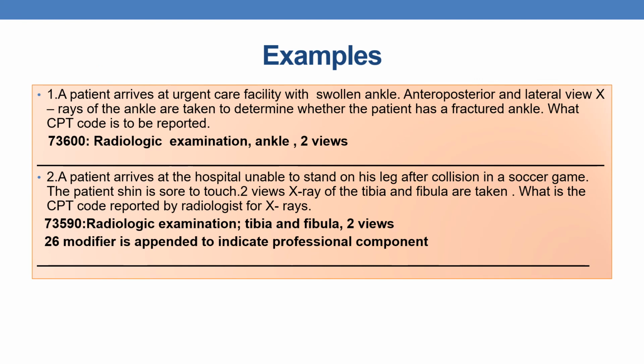Now let us discuss some examples. A patient arrives at an urgent care facility with a swollen ankle. Anterior, posterior and lateral x-rays, 2 views of the ankle, are taken to determine whether the patient has a fractured ankle. What CPT is to be reported? Here ankle 2 views are taken. So the appropriate CPT is 73600, radiological examination ankle, 2 views.